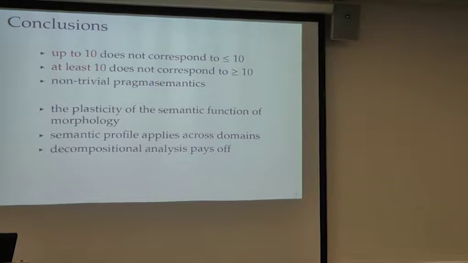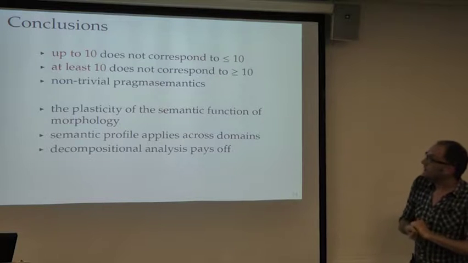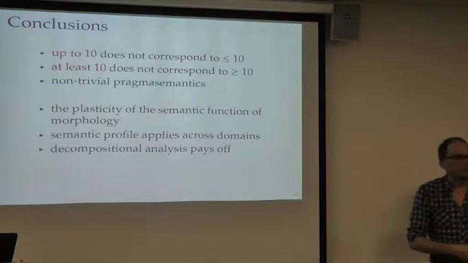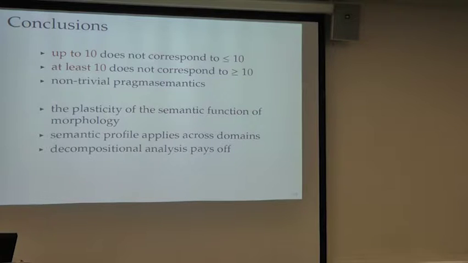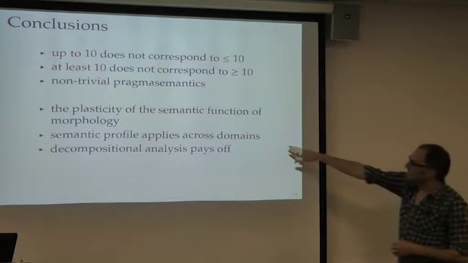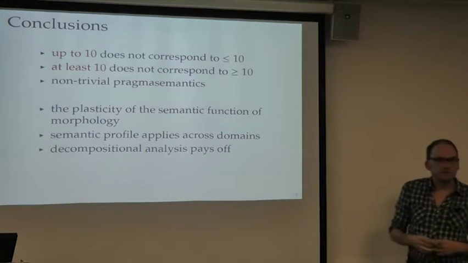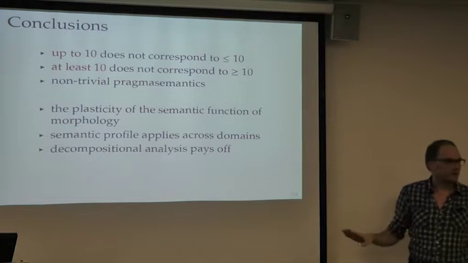So the semantics and pragmatics of these things are completely non-trivial. And that's because the forms that we use to form these modified numerals carry a lot of baggage, right? They carry certain requirements that they have in the original domain, and those requirements still hold in the numerical domain. So that's this point. So the semantic profile of these things really applies across domains.